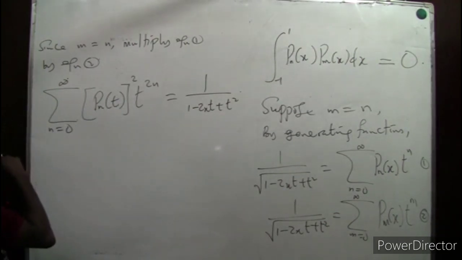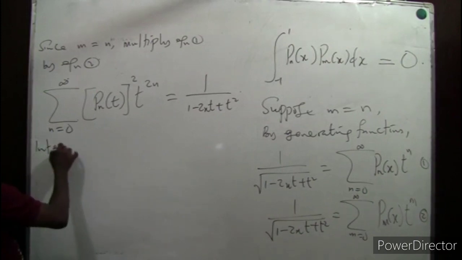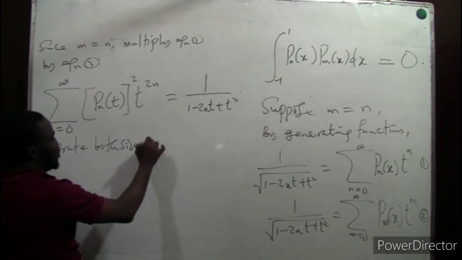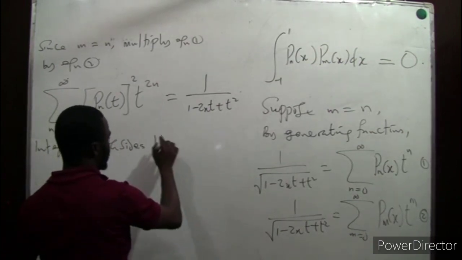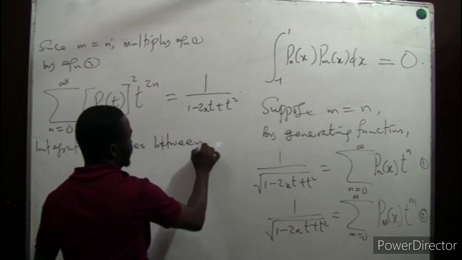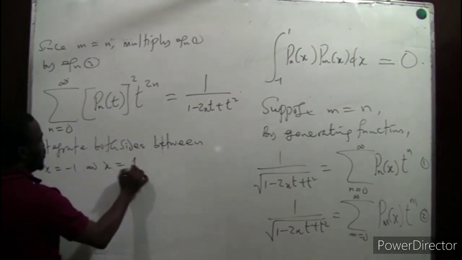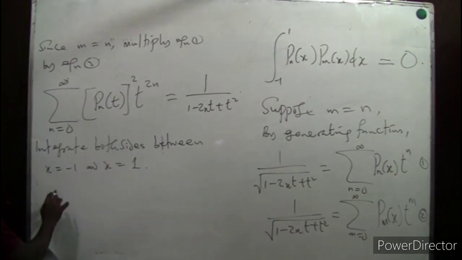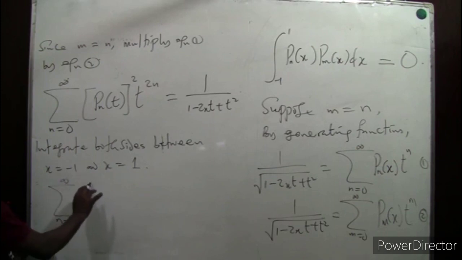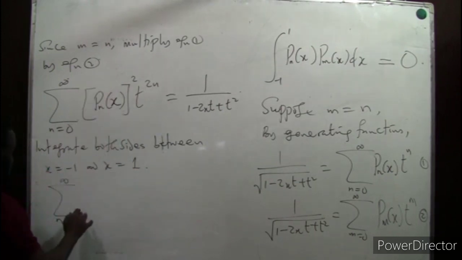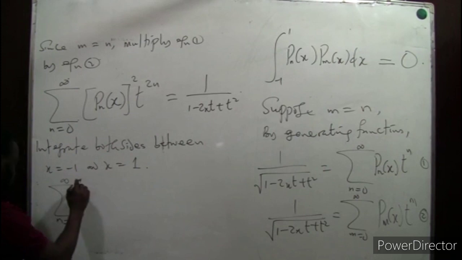Now integrate both sides, between x equals minus 1 and x equals 1. Of course, this one becomes summation n from 0 to infinity. Sorry, this is Pn of x, not t. T raised to power, let me write it this way.